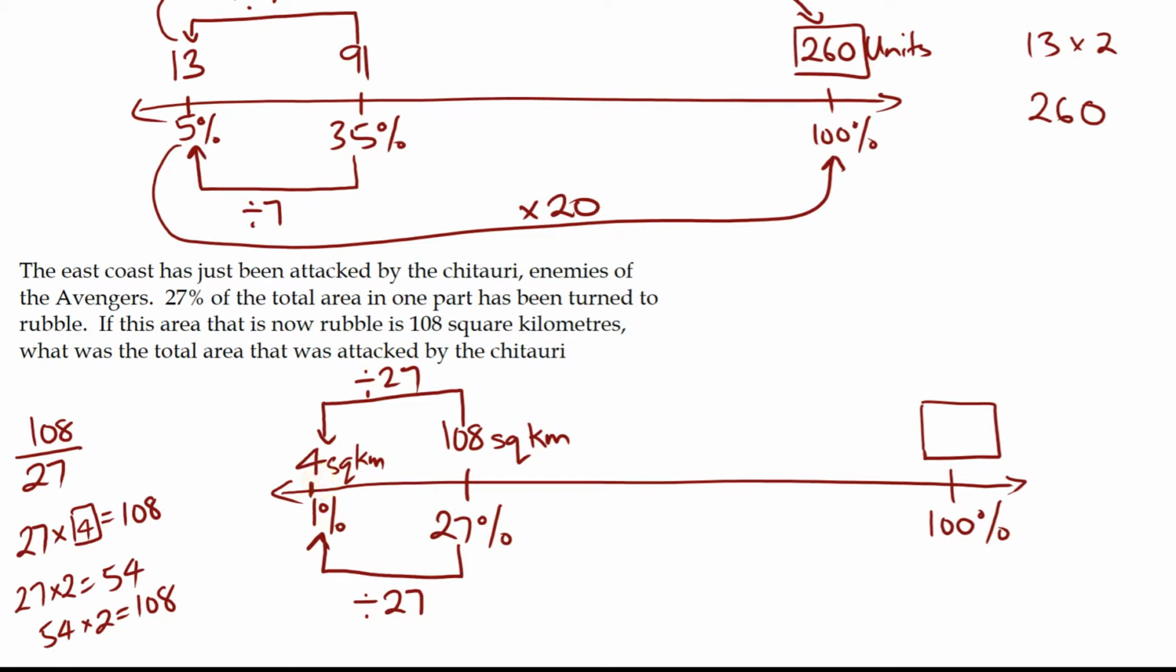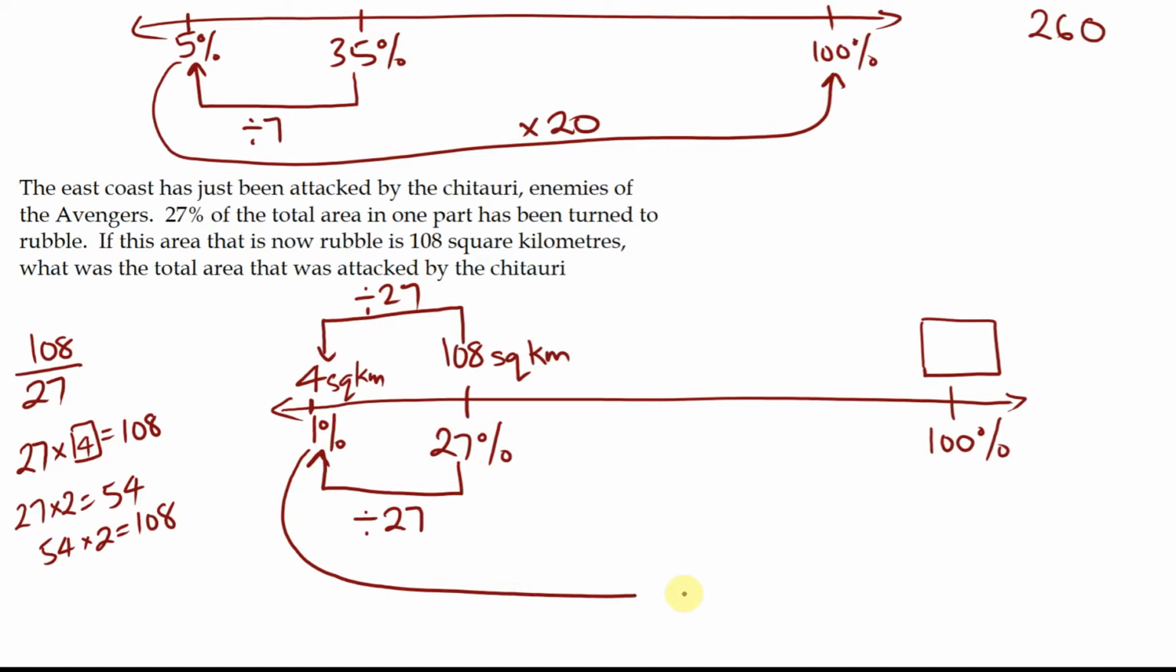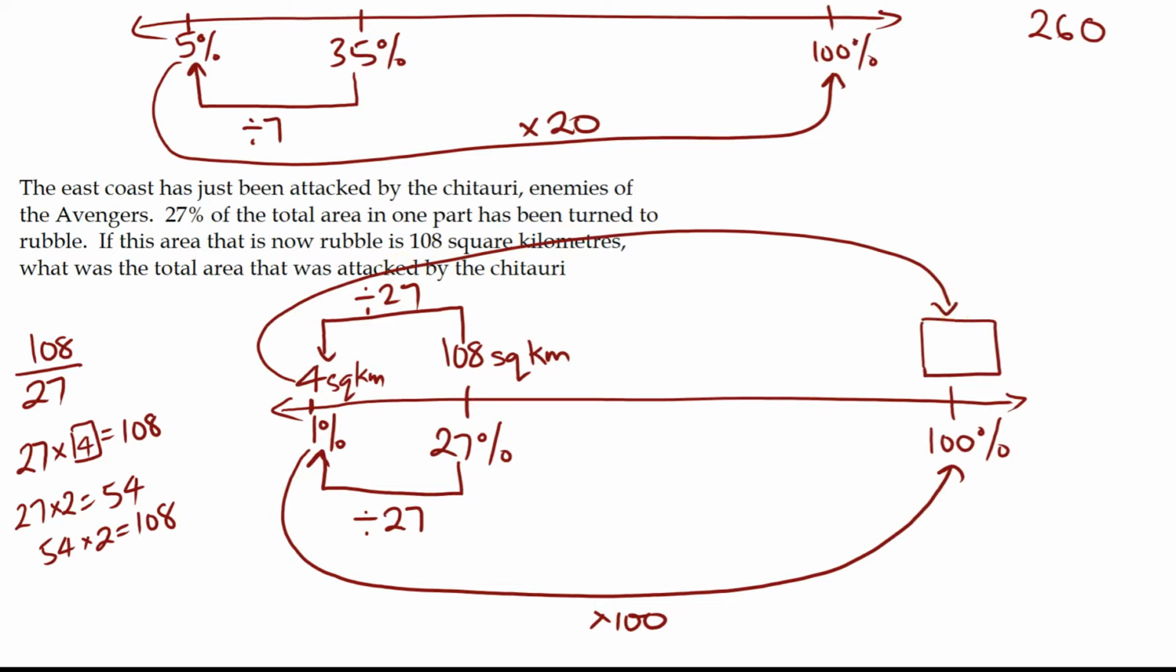So 1% is 4, which means if I multiply 1% by 100, that'll give me 100%. So I also need to multiply 4 square kilometres by 100, and I will obtain the total amount of area. 4 times 100 gives me 400. So 400 square kilometres was the total area that was attacked by the Chitauri.